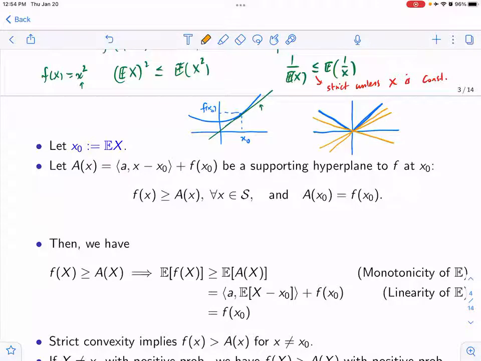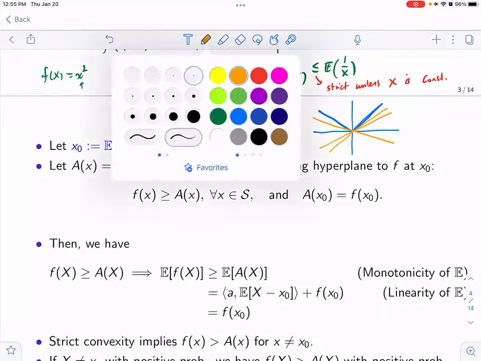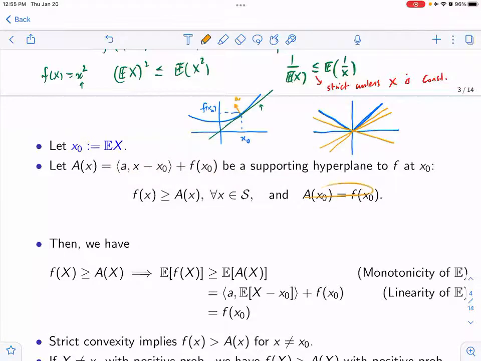This is a number, and a hyperplane in general would be like this. There's this normal to it, which is that, and then x minus x0 plus this. The way that I've written this, it's an affine function, which is a hyperplane. And the way I set it is such that a of x0 is equal to f of x0. That's the part where we're touching.